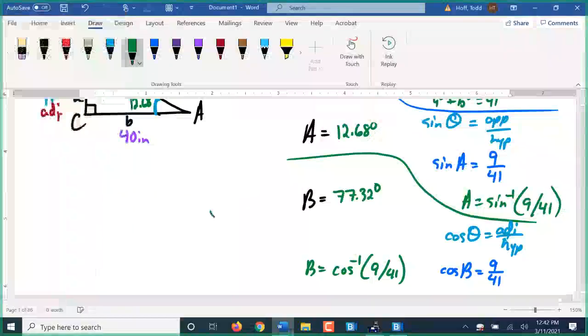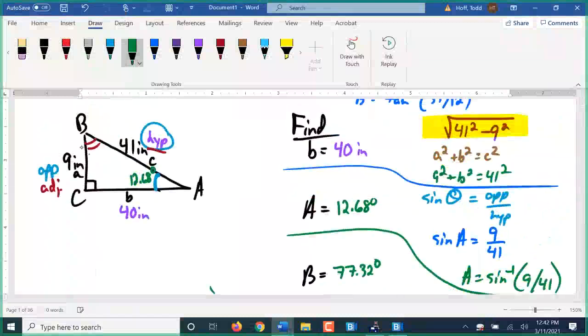77.32 degrees. And again, you can double check. Adding those two angles up, we get 90 degrees, which gives us our 180 degree total for the triangle. So both of those cases where we were given two sides, we needed to find the third side and then the missing angles.